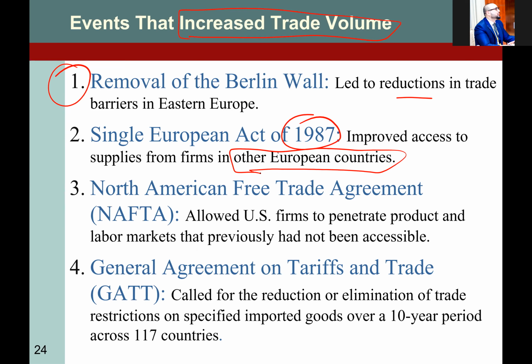Then NAFTA, the North American Free Trade Agreement, which allows US firms to penetrate product and labor markets that previously had not been accessible. Number four is GATT, the General Agreement on Tariffs and Trade, which called for the reduction and elimination of trade restrictions on specified imported goods over a 10-year period across 117 countries.